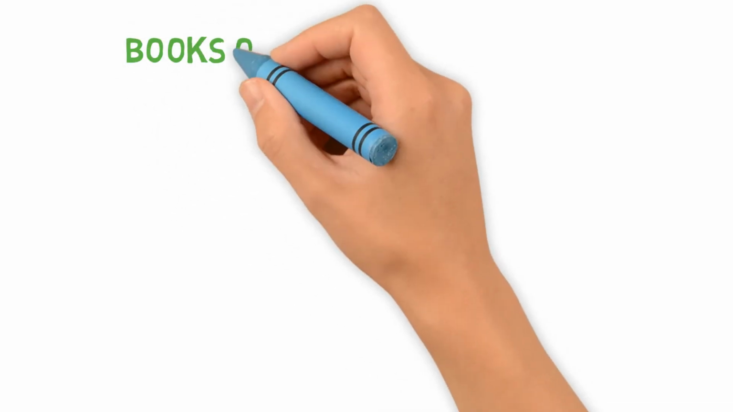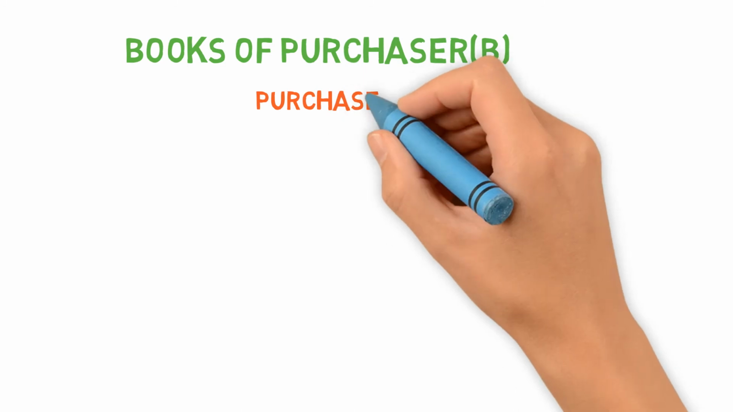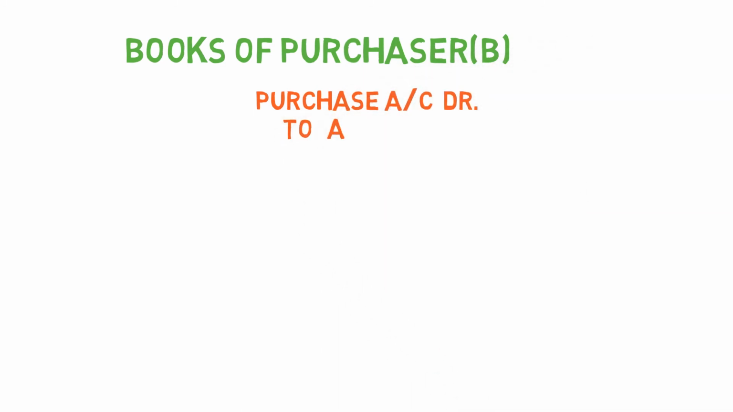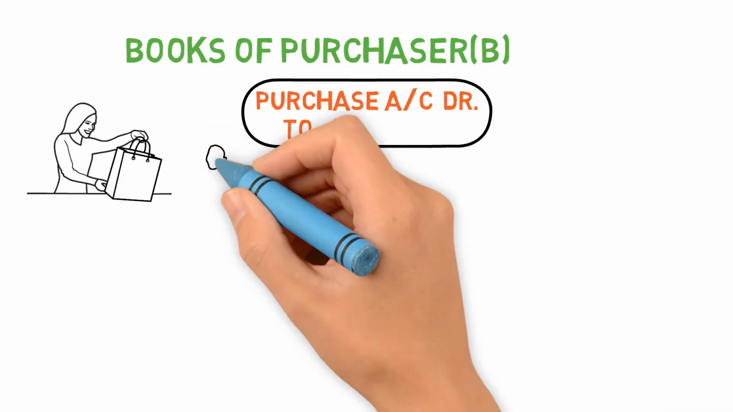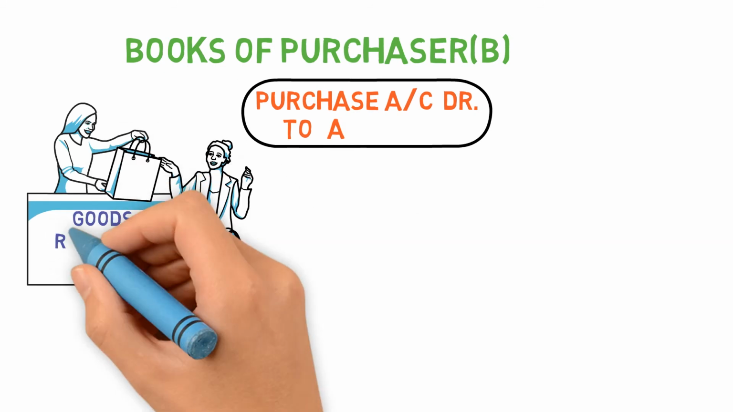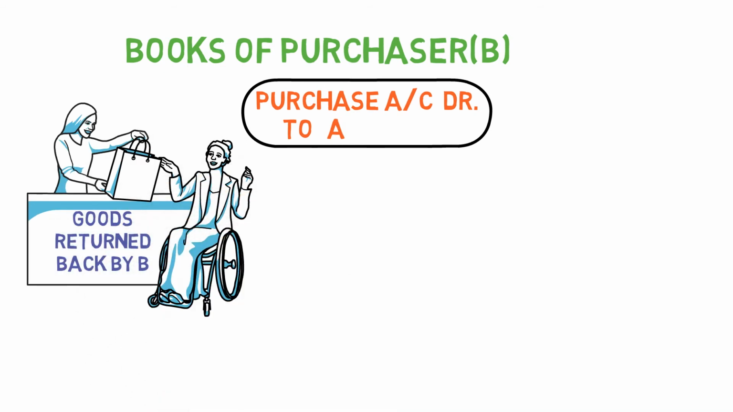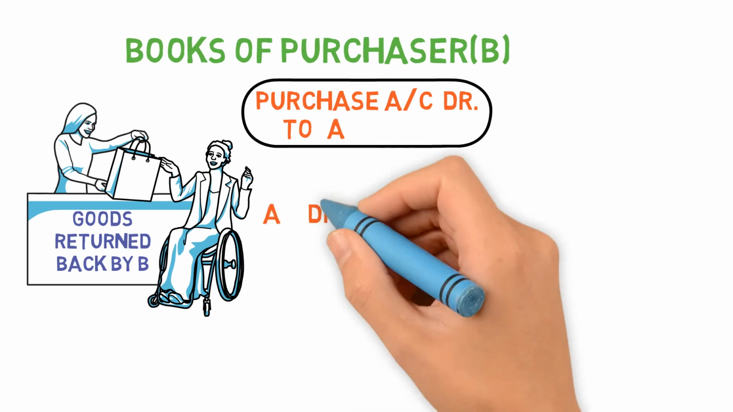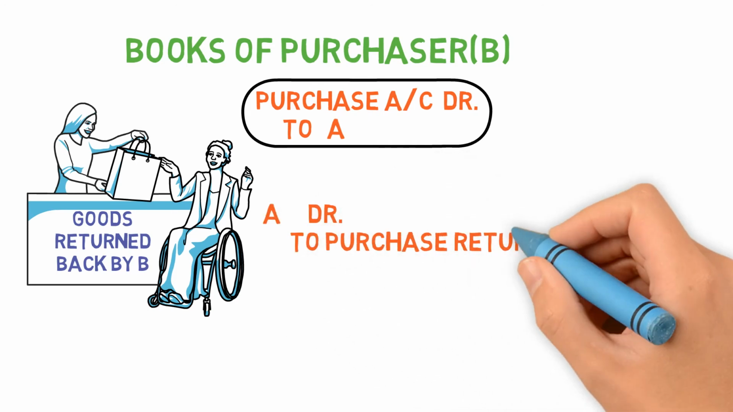Now let's understand the books of purchaser. When the goods are purchased by B, the journal entry will be purchase account debit to A. Now when B returns goods to A, it will be known as purchase return, and the journal entry will be A account debit to purchase return account.